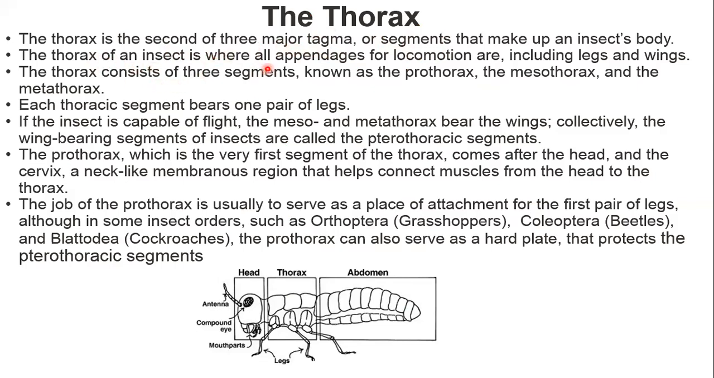Thorax of insect, where all appendages of locomotion, including legs and wings, are present. Thorax consists of three segments known as prothorax, mesothorax, and metathorax. Thoracic segment bears one pair of legs. Here is the prothorax, then the mesothorax in the middle, and the metathorax, which has the hind leg. Each thoracic segment bears one pair of legs.